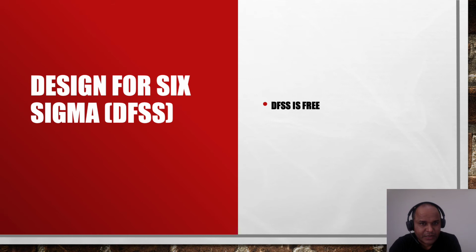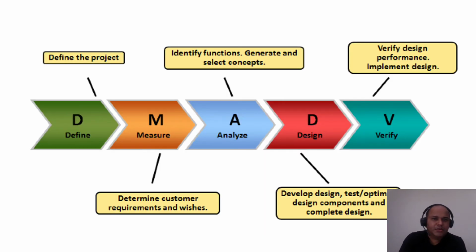Design for Six Sigma, DFSS, is free. So DMADV, what does this mean? D stands for define the project. M stands for measure, determine customer requirements and business. A stands for analyze, identify function, generate and select concept. D stands for design, develop, test, optimize the components and the complete design. V stands for verify design performance and implement the design.